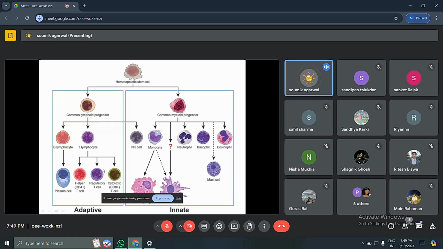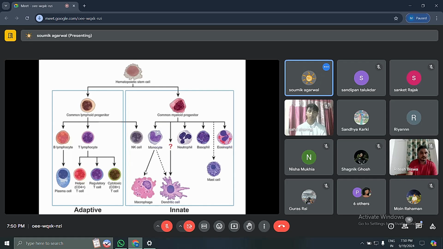So NK cells are not phagocytic. As I have said before, macrophages and dendritic cells are phagocytic cells, but NK cells are not phagocytic cells. Clear? Am I clear to all of you? Yes, sir.